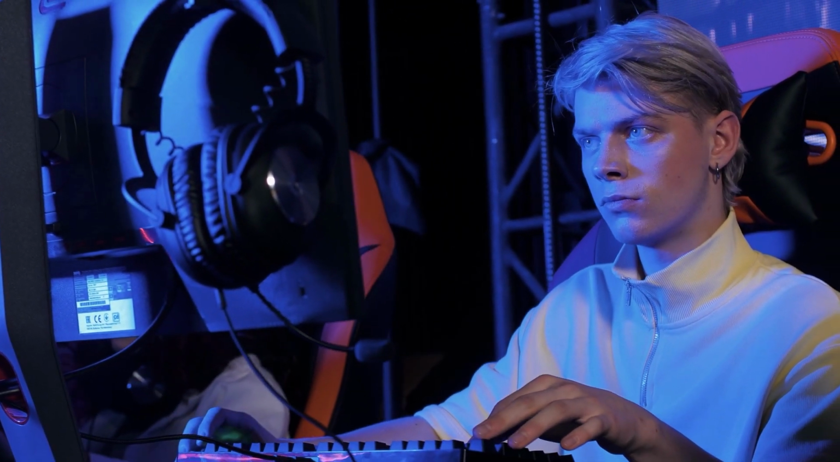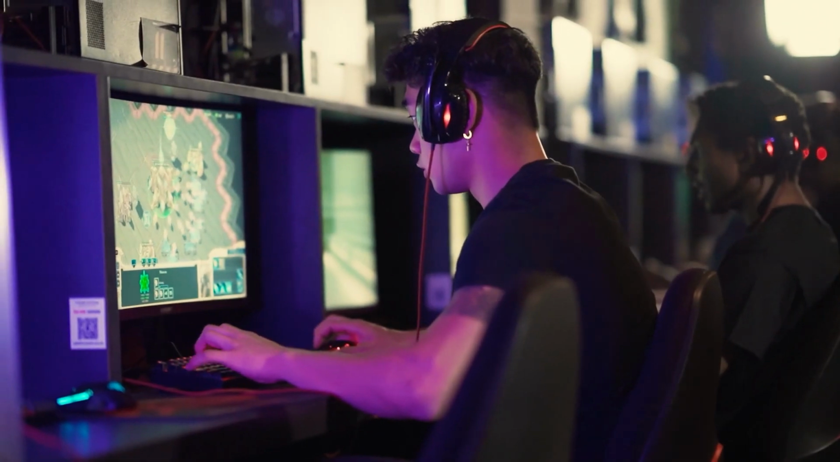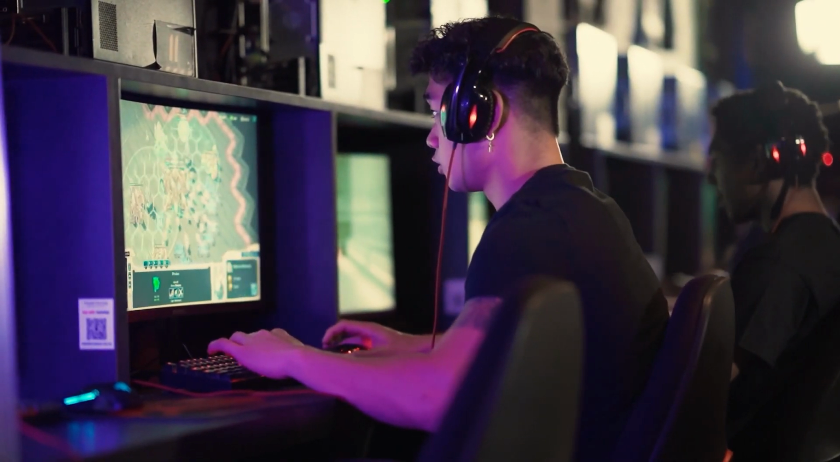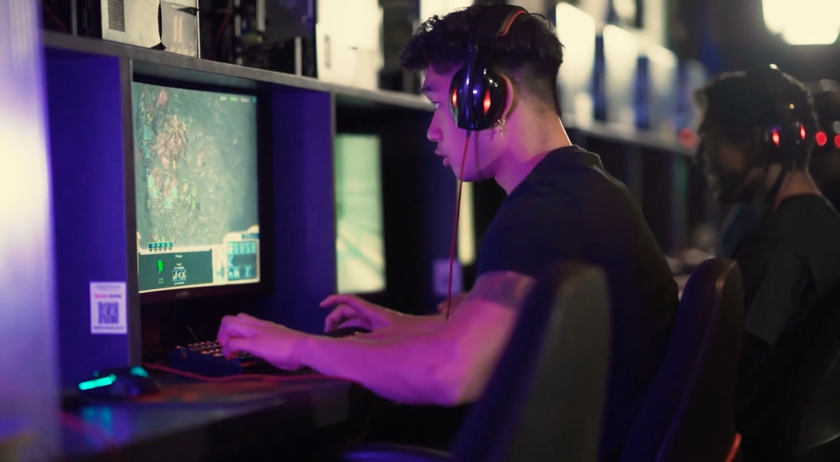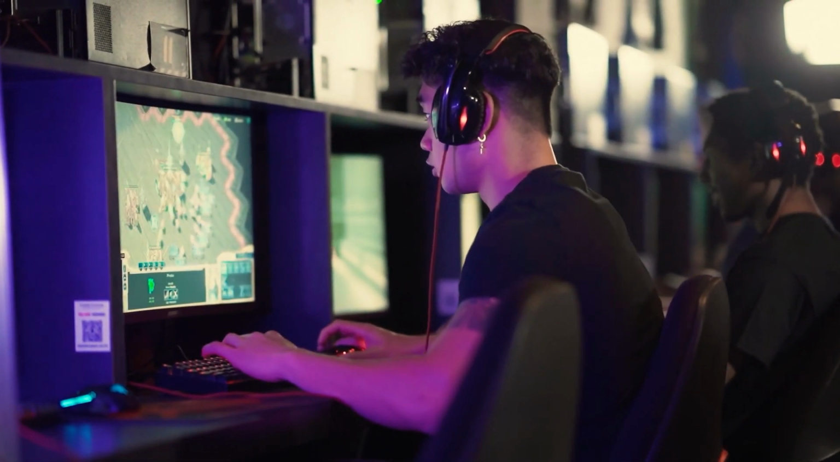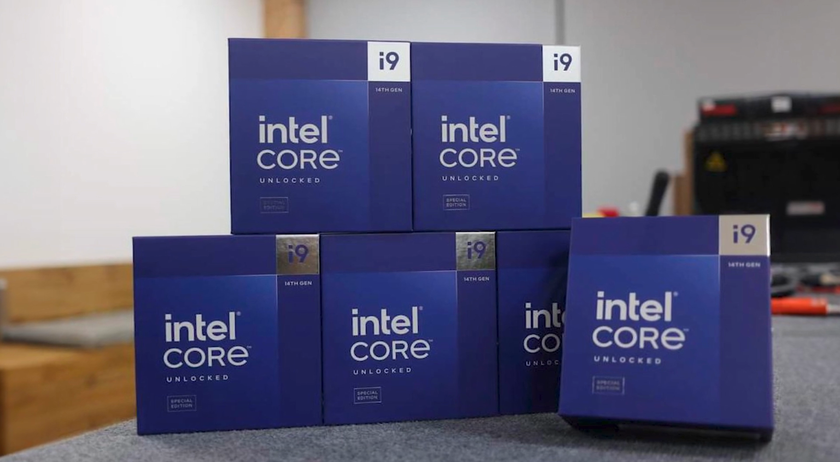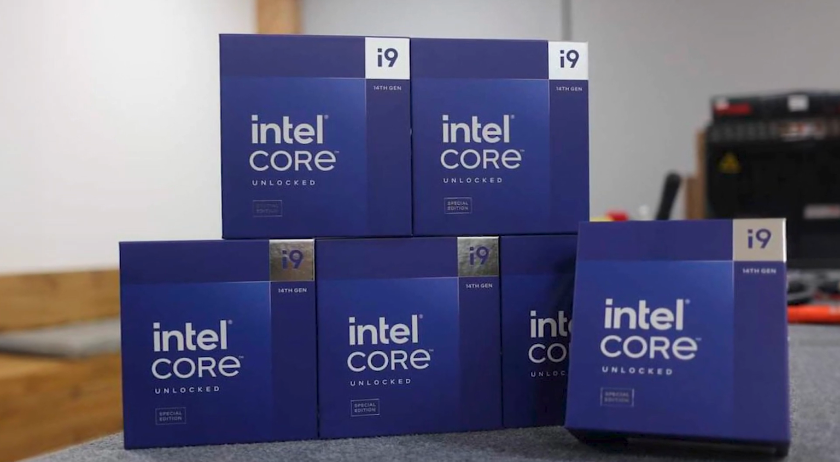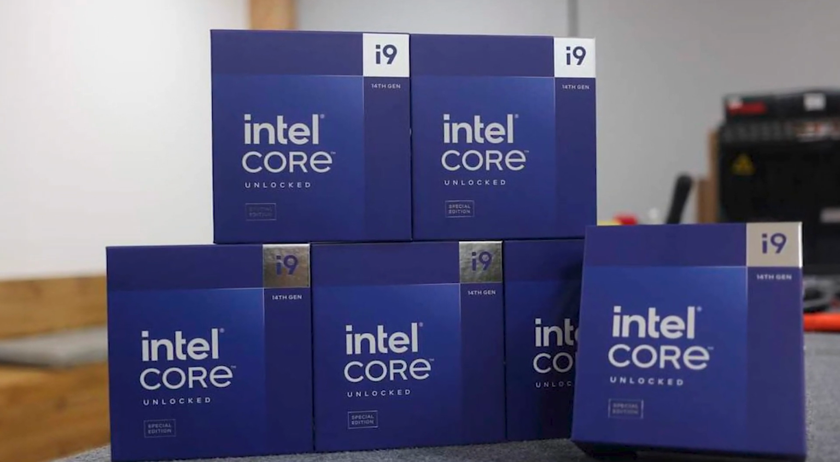You have impact on workloads. While some users may notice minimal impact in gaming, other workloads, particularly those that are CPU intensive, may suffer significantly. This is particularly relevant for high-end CPUs like the Core i9-14900K, which are designed to handle demanding applications, right?